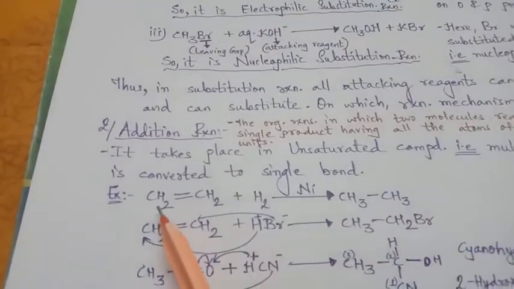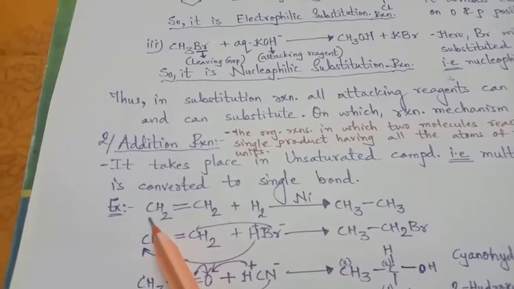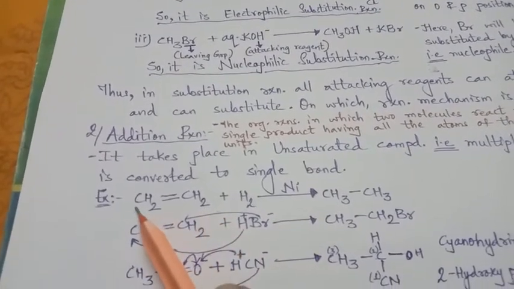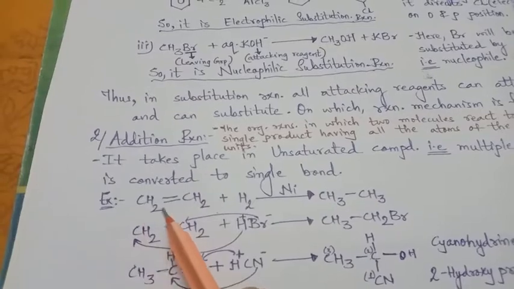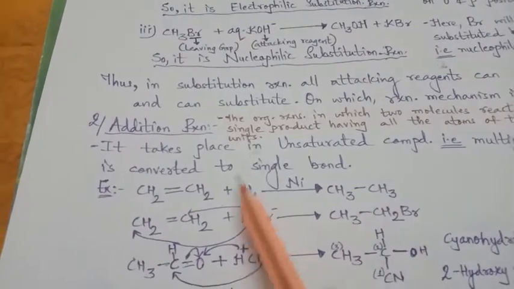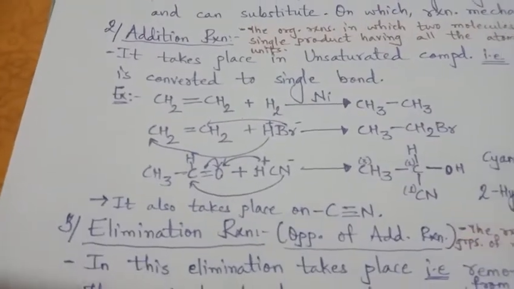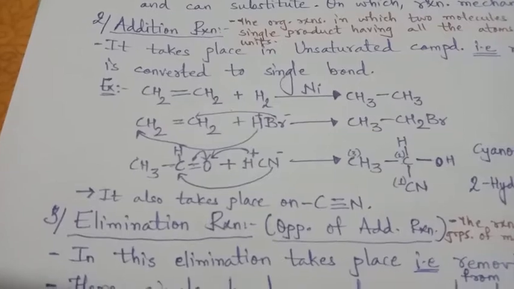So whatever the units here, see, both CH2 are combining, and the CH2 is already present here, and the addition of two more H took place. The second example is CH2=CH2 plus HBr.